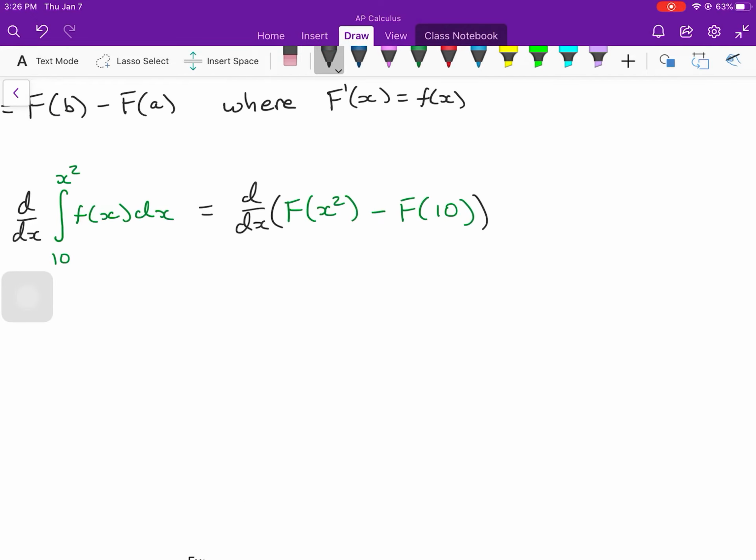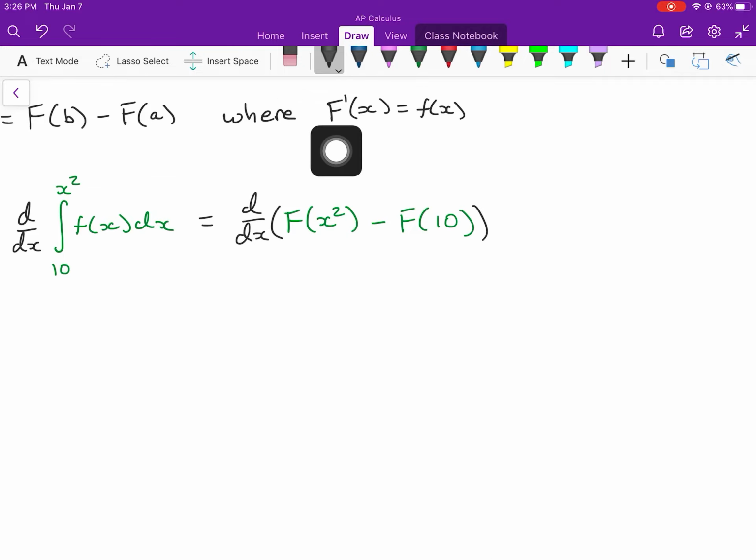So when I take the derivative, remember, the derivative of big F is little f, isn't it? Now be careful. We now have an inside function, so we're going to have to do the chain rule. So when I take the derivative of big F, it becomes little f, keep the inside the same, and then times the derivative of the inside. So I had to do the chain rule here.